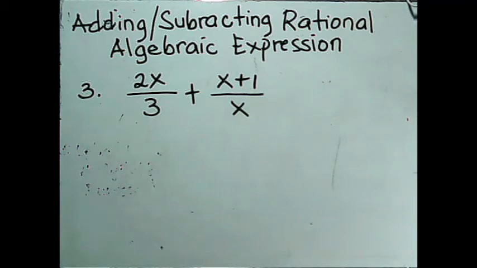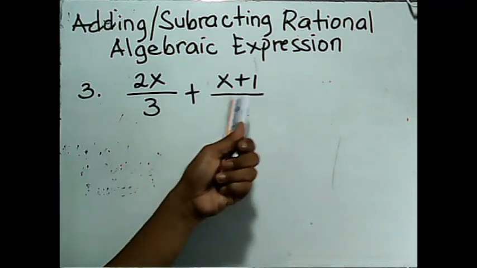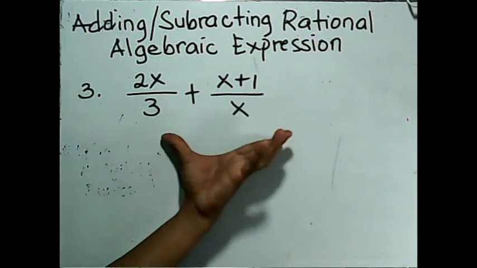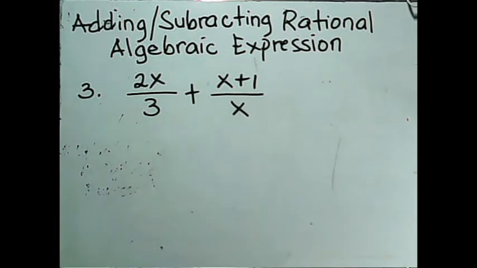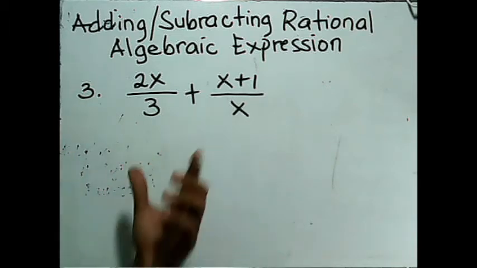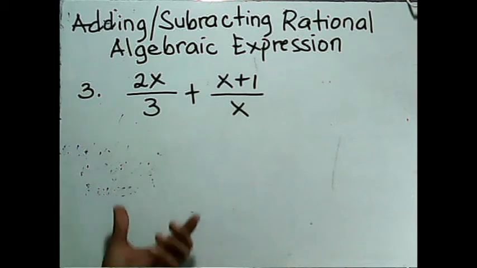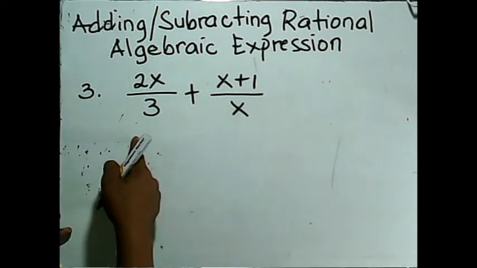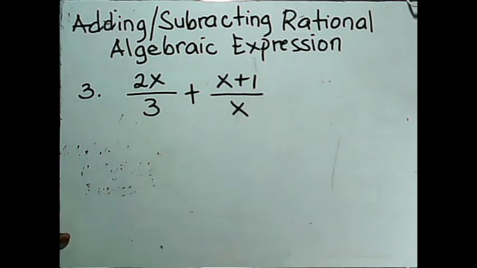Okay, so our next example, 2x over 3 plus x plus 1 all over x. If you have already solved this rational algebraic expression, you just compare your answer if you got the correct answer. Okay, so what is the first step? Yes, you are going to find the LCD. So what is our LCD? Okay, so our LCD is 3x.